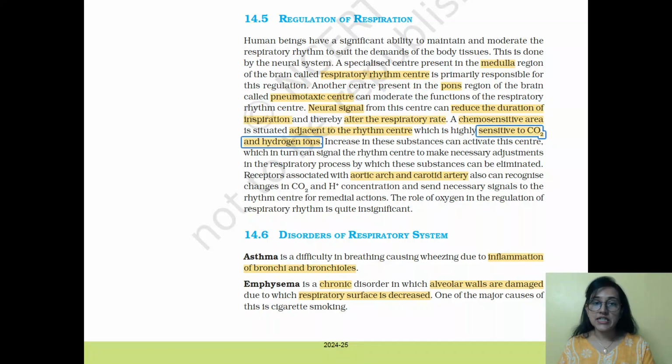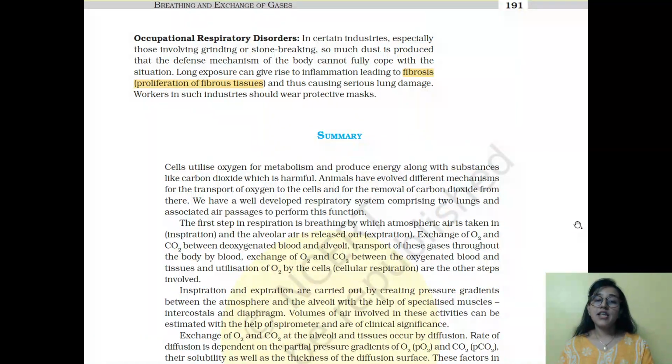When you are smoking a cigarette, the different pollutants are actually inside your lungs, and they cause alveolar wall damage. As you have learned in the diffusion membrane, the alveolar wall forms the surface of the diffusion membrane. So when the wall is damaged, the surface area for diffusion is obviously decreased, so the respiratory surface is decreased and emphysema occurs. The last disease is occupational respiratory disorders.